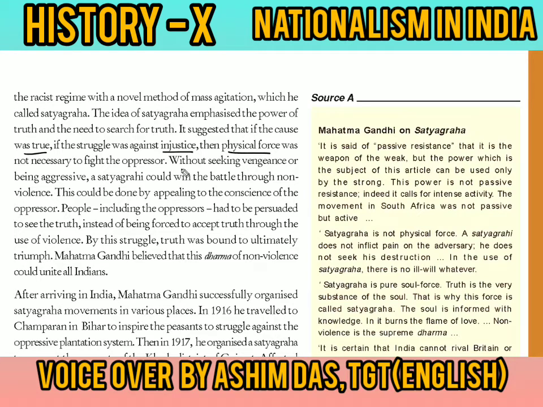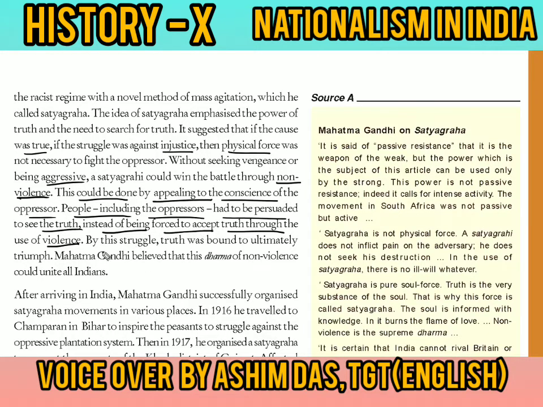Without seeking vengeance or revenge, or being aggressive, like being too angry at someone, if we follow Satyagraha, then we become a Satyagrahi. A follower is called a Satyagrahi. He or she would win the battle through non-violence only. And how could this be done? This could be done by appealing to the conscience, the inner voice of the oppressor, the person who is oppressing us. Oppression here means a kind of dominant pressurizing method.